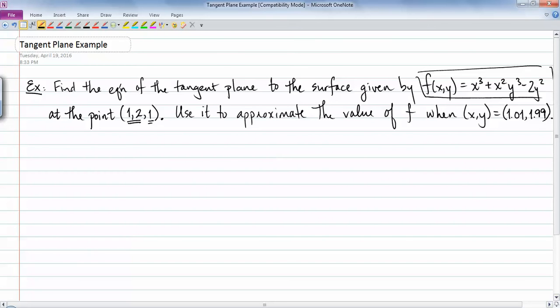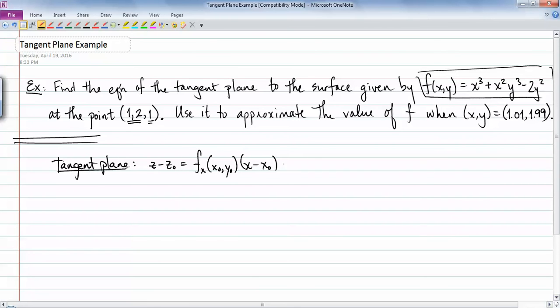Now we learned from the big proof, the first proof that we just did a little while ago, that the tangent plane is given by this equation: f sub x at (x naught, y naught) times (x minus x naught), plus f sub y at (x naught, y naught) times (y minus y naught).